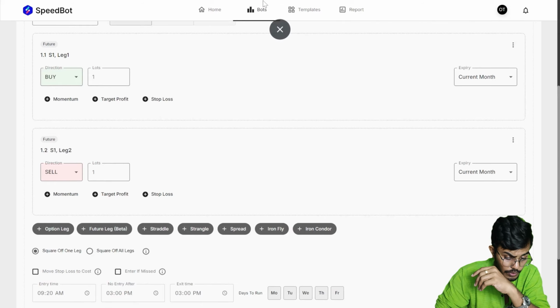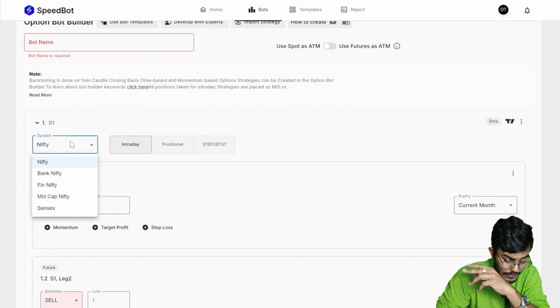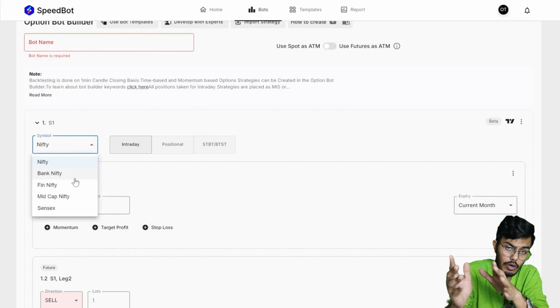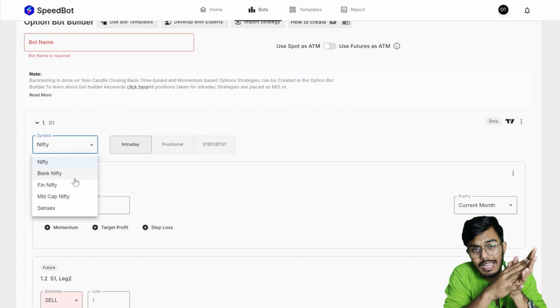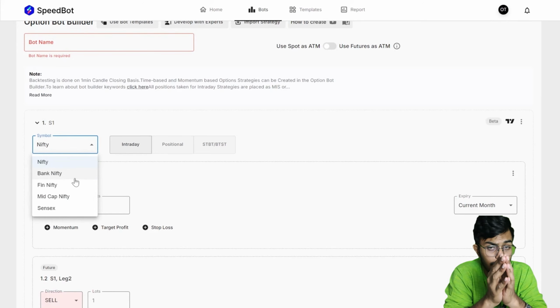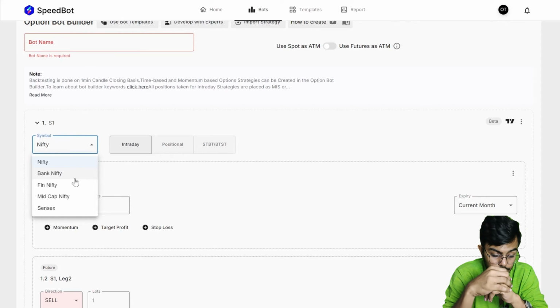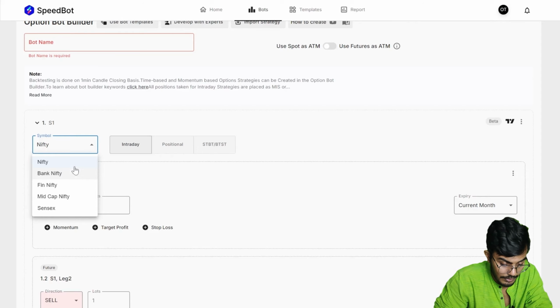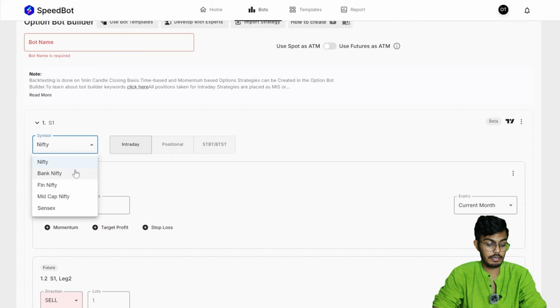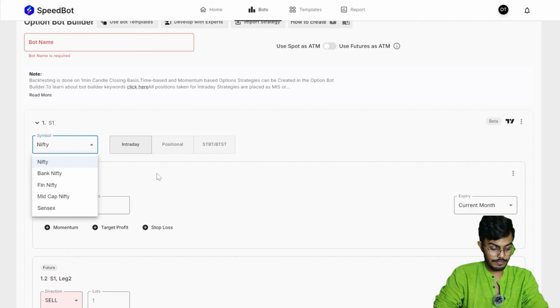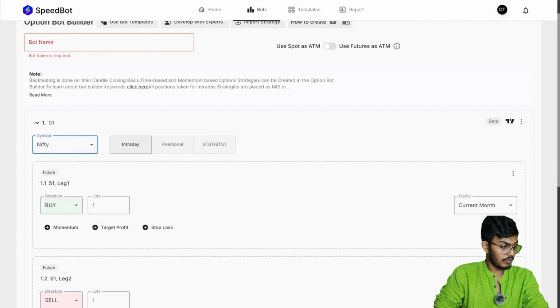Currently we support index symbols in the option bot builder. If you have any symbol on which you would like to trade apart from these symbols, you can let us know. We have Nifty, Bank Nifty, Fin Nifty, Midcap Nifty, and Sensex. So that's how you can create your futures bot.